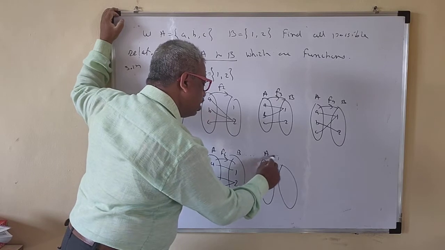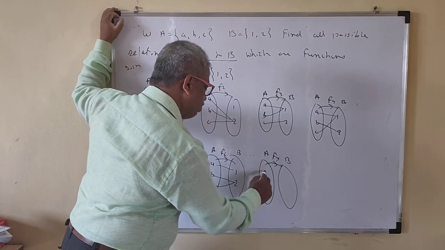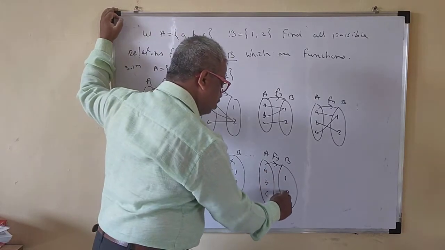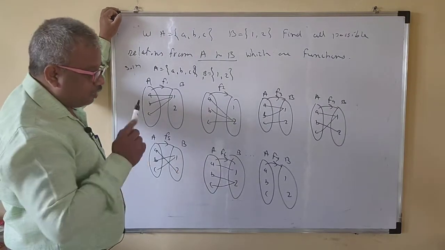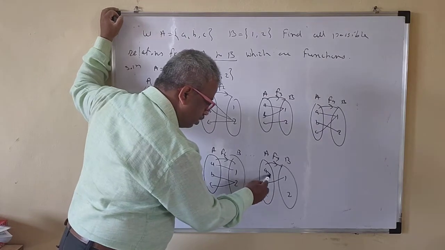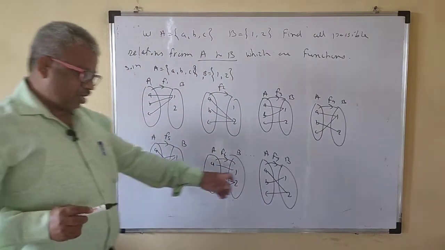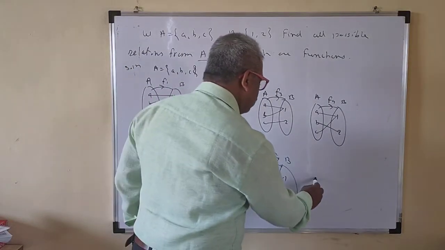This is your A, this is your B, and this is F7 we have to write. A, B, C, and 1, 2. Here we have taken the image of A as 1, so we'll take the image of B as 1 now. Image of B is 1, and we will shift A to this. Next we will take the image of C as 1, and that means our last function. So what is this then?